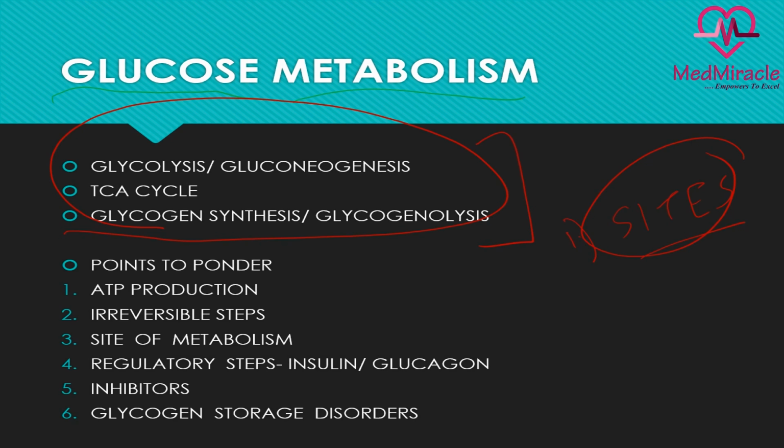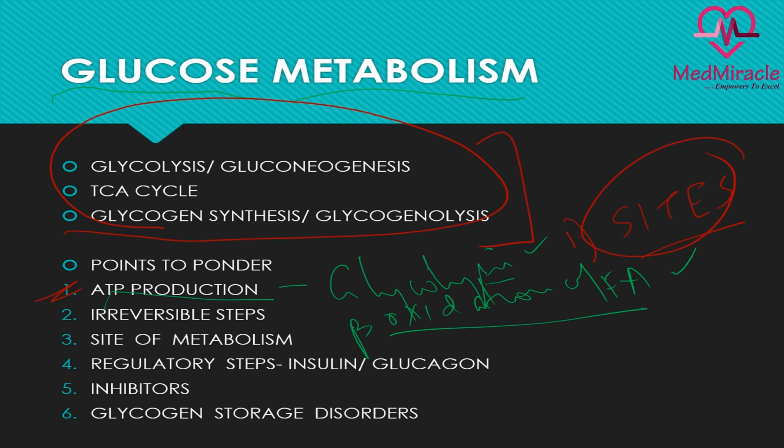Then coming to ATP production. ATP production is important for glycolysis and for beta oxidation of fatty acid. These two, you have to be thorough with the ATP production.